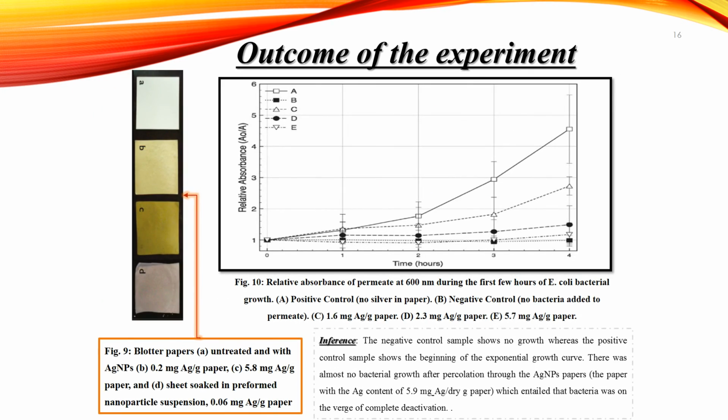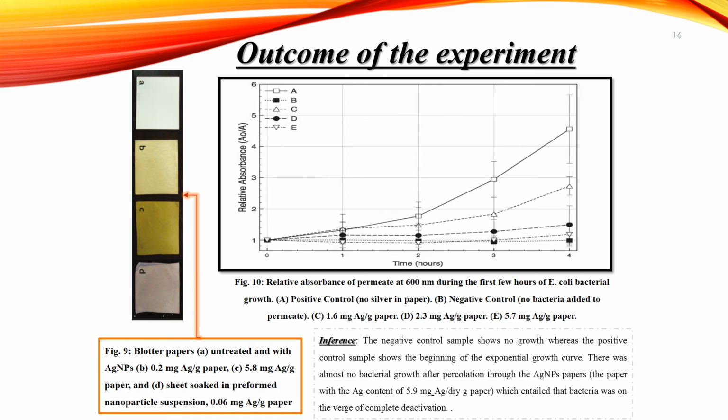Now the outcome. This is the figure. Figure 10 depicts the relative absorbance of permeate at 600 nanometers during the first few hours of Escherichia coli bacterial growth. A shows the positive control, that is, no silver in the paper. B is the negative control, no bacteria added to the permeate. C is 1.6 milligrams of silver per gram of paper, and D is 2.3 milligrams of silver per gram of paper. E is 5.7 milligrams of silver per gram of paper.